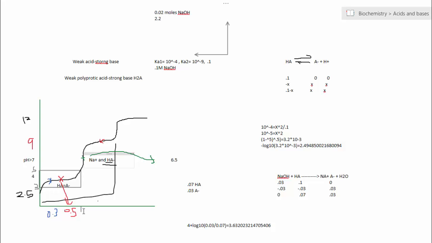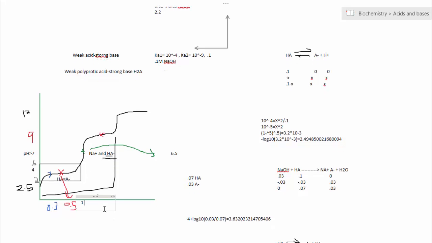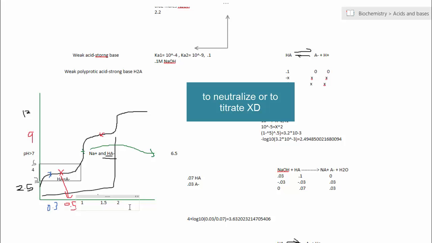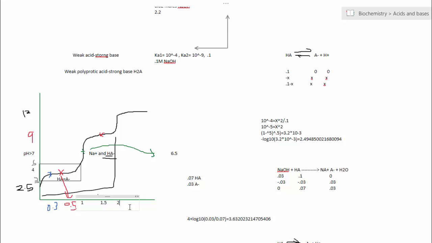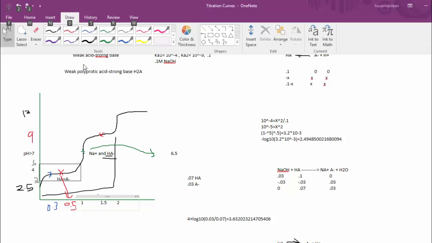Okay, the first equivalence point will be reached at 1 equivalent. The second mid-equivalence point will be reached at 1.5 equivalents. The last equivalence point will be reached at 2 equivalents. So we need 2 equivalents of NaOH to completely deprotonate the acid in the solution. So the last equivalence point will be right here.